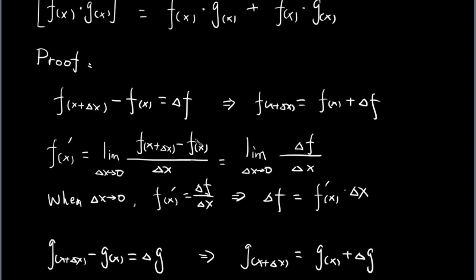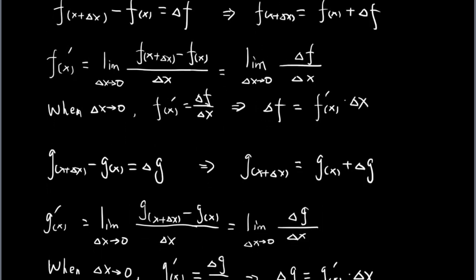That is, this is delta f over delta x. When delta x approaches 0, f prime of x equals delta f over delta x. Therefore, delta f equals f prime of x times delta x. This will be used in the proof of the product rule later.